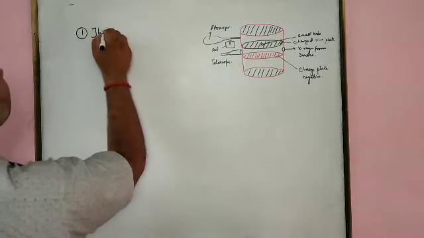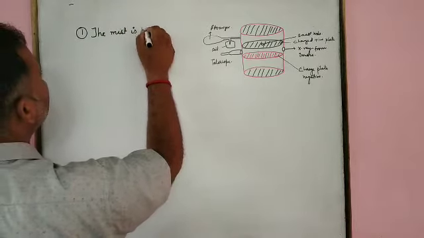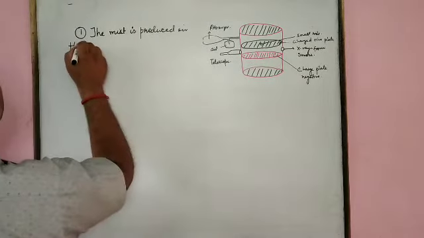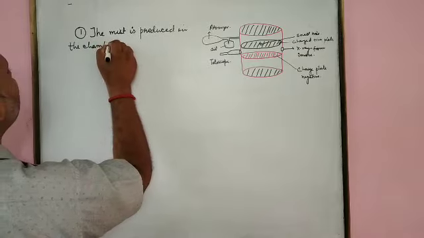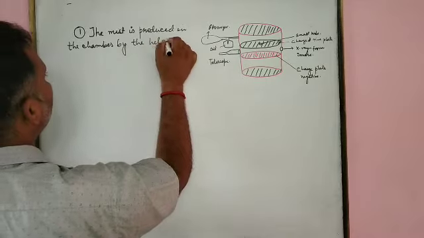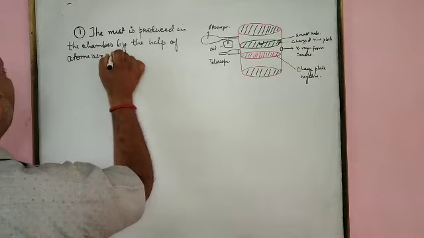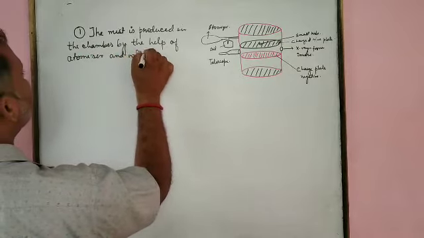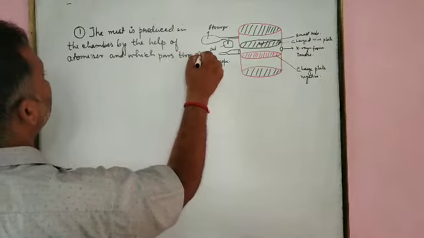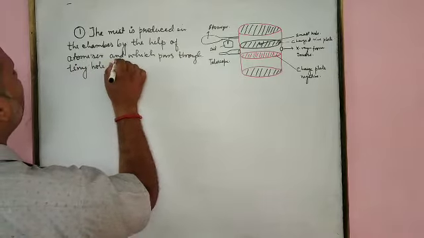The mist is produced in the chamber by the help of an atomizer, and it passes through a teeny hole in the upper plate.